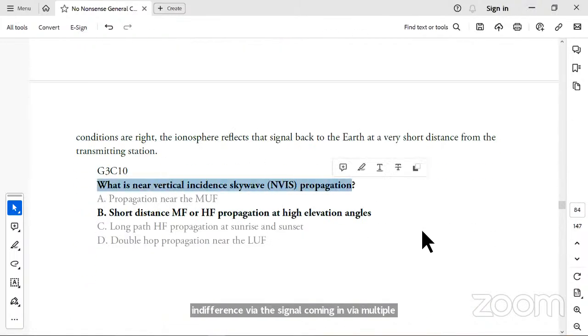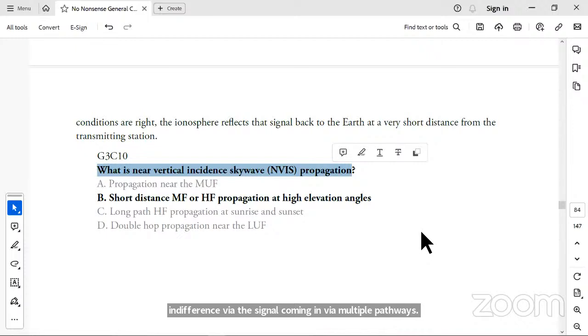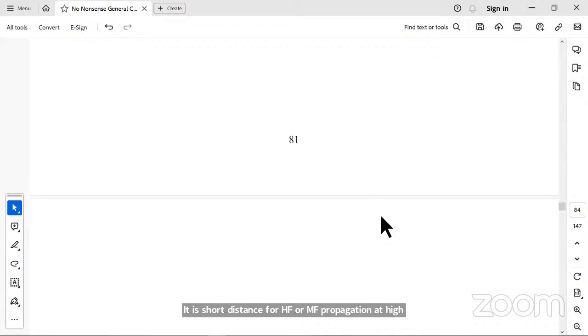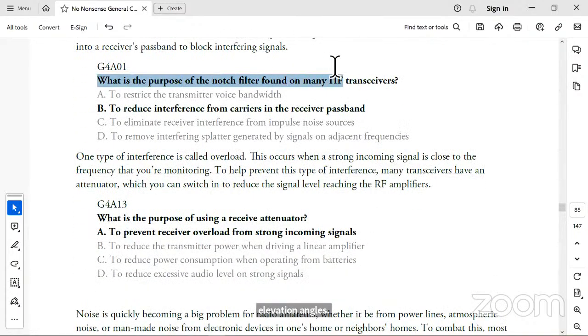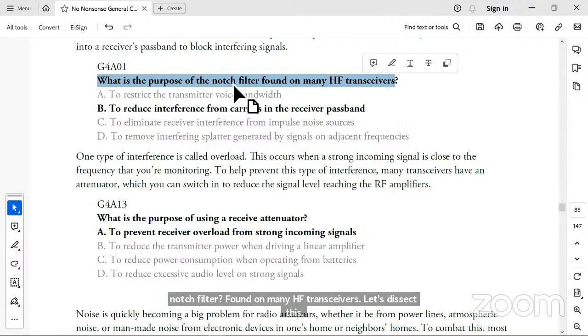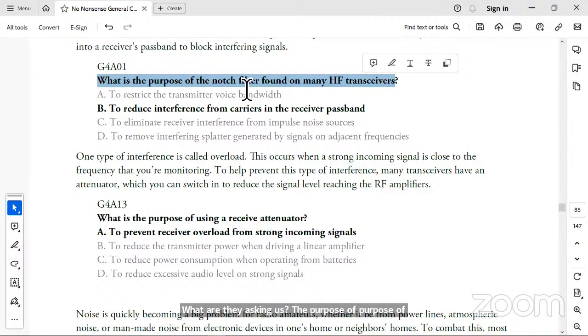All right, NVIS. What is NVIS? What is near vertical incidence skywave propagation? It is short distance HF or MF propagation at high elevation angles. Right, so moving right along, what is the purpose of the notch filter found on many HF transceivers? Let's dissect this. What are they asking us? The purpose of what? Notch filters, okay?